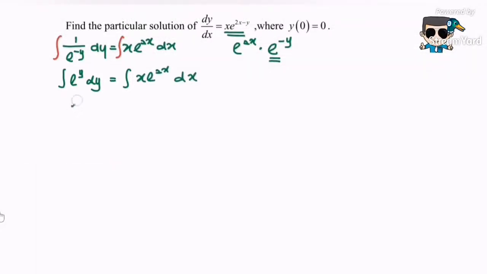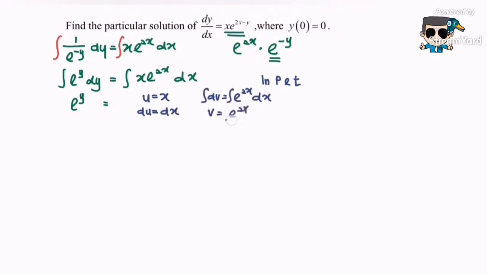Left hand side, we have e^y equals to, for the right hand side, we are going to use the by part method. So let u and dv follow the parity of ln, polynomial, exponent and trigo in order to determine the u. So in here, it involves polynomial and exponent. So polynomial come first. So u will be equals to x, and the dv will be exponent 2x dx. Differentiate the situation, and we will have du dx. Integrate the dv, and we will have v equals to e to x over 2.